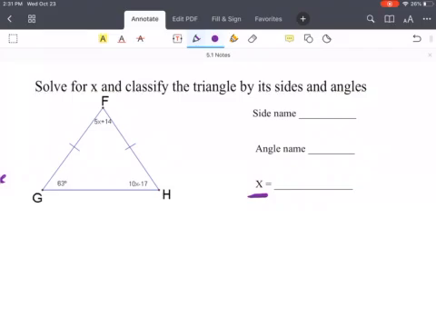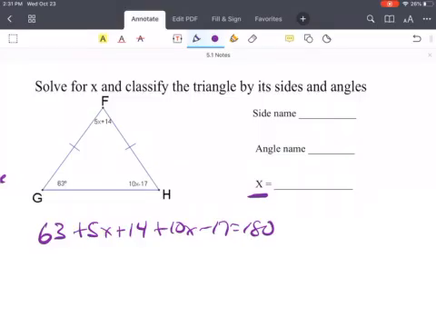So in this one, we know that all three angles must add up to 180 degrees. And so hopefully when you solve for x, you're able to get that x equals 8. So once we get x equals 8, we can plug that x value in, and we find out that this angle is 63 degrees, and this angle is 54 degrees.